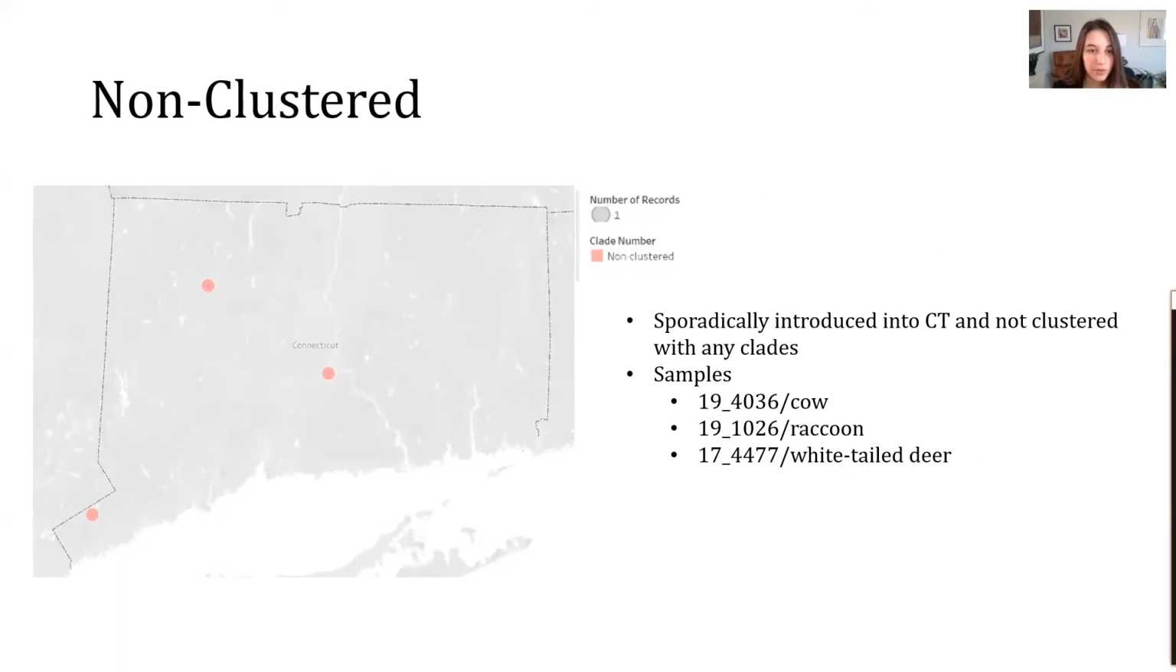Overall, there were 3 different newly sequenced samples that did not cluster with any of the clades, which indicates that they may have been sporadically introduced into Connecticut. The 3 samples were from cow, raccoon, and white-tailed deer species. Geographically, they are also fairly distant.